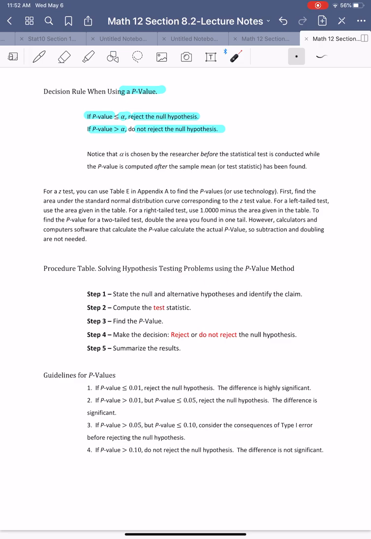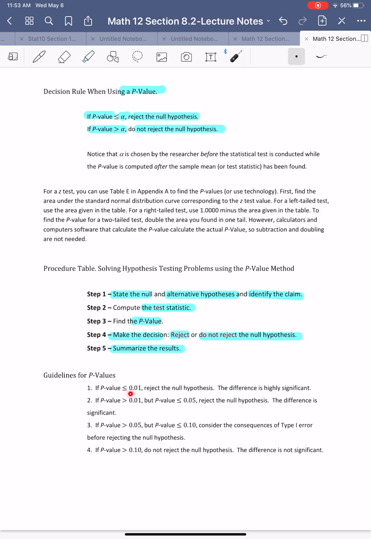So, the procedure for solving a hypothesis testing problem using the p-value method. Step 1: state the null and alternative hypotheses and identify the claim. Step 2: find the test statistic, and then find the p-value from the test statistic. Then make a decision to reject or not reject the null hypothesis and summarize the results.